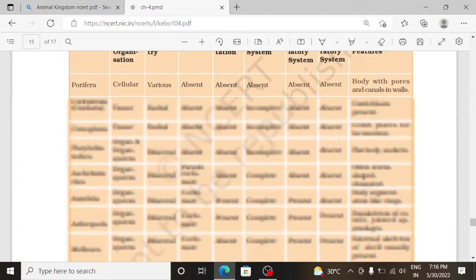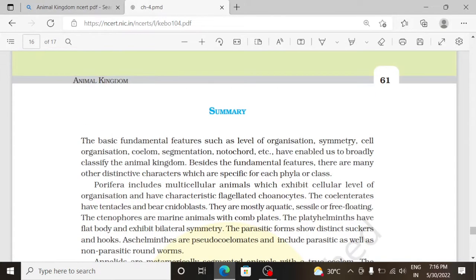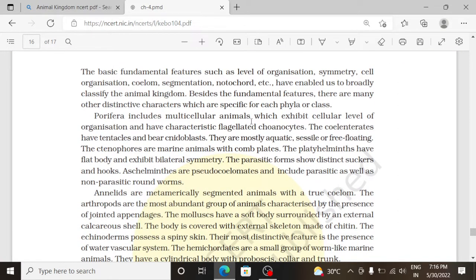Balaenoptera. So finally we have come into the lesson. The basic fundamental features such as level of organization, symmetry, cell organization, coelom, segmentation, notochord, etc. have enabled us to broadly classify the animal kingdom. Besides the fundamental features, there are many other distinctive characters which are specific for each phyla or class.